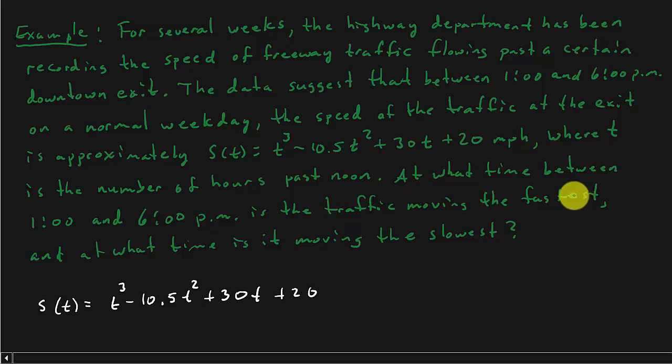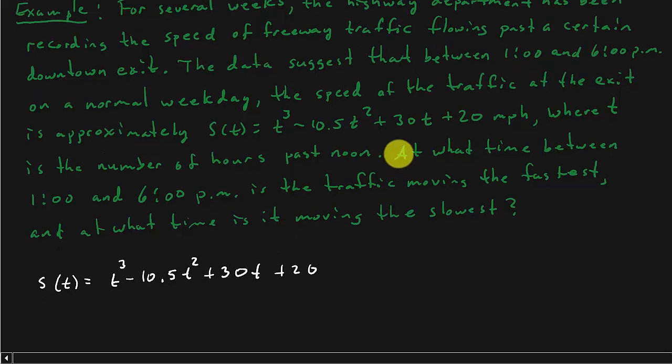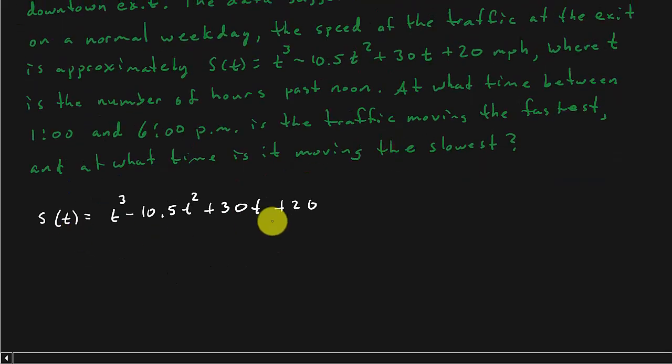At what time between 1 and 6 p.m. is the traffic moving the fastest, and at what time is it moving the slowest? All right. So we've got S of t is this, and we know that t is going to be between 1 and 6 because that's the interval that they're looking at.